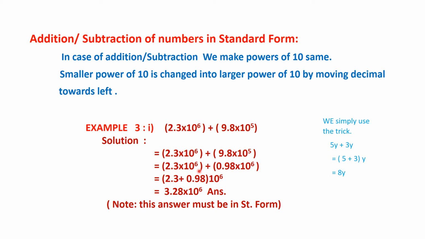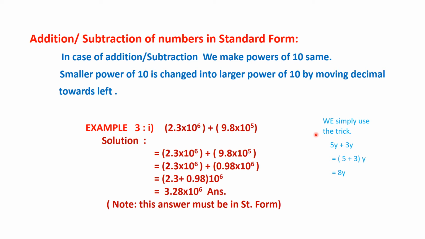Now this number plus this number, taking this 10 power 6 common from these two, we take this 10 power 6 on the right side and these two numbers are written inside the bracket. 2.3 plus 0.98, adding these numbers in the bracket, we get this into 10 power 6. Now this number is already in standard form, so no further change in this answer is possible. This is the final answer.